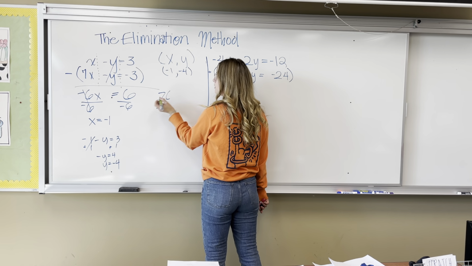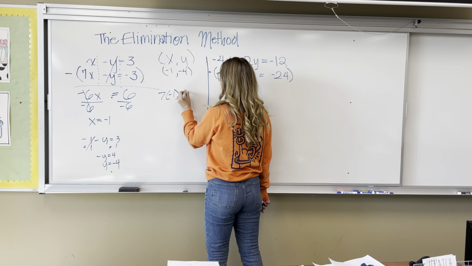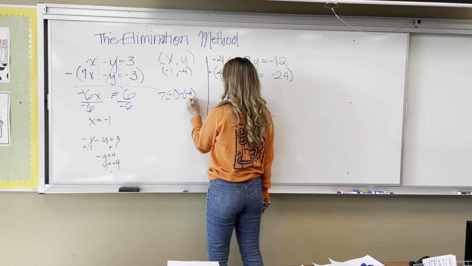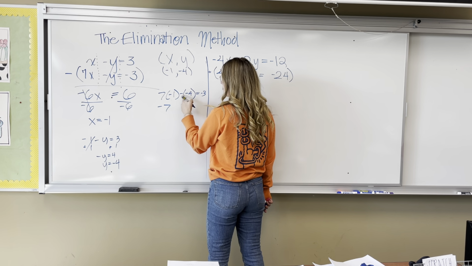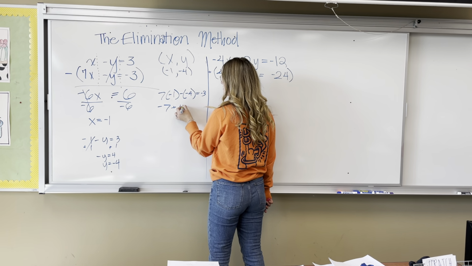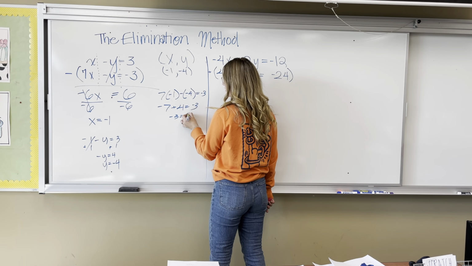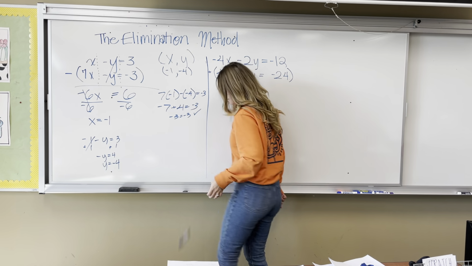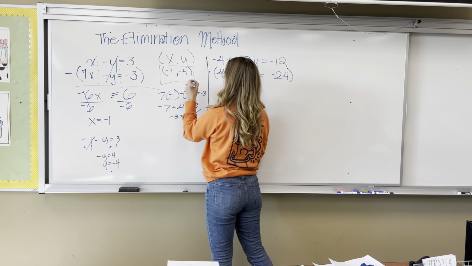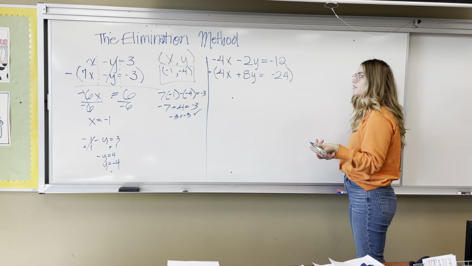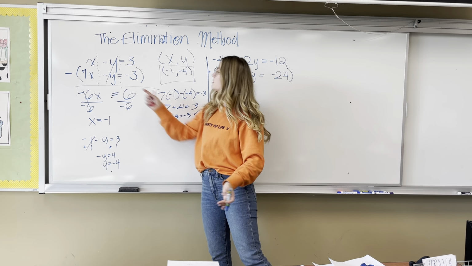So 7 times negative 1 minus parentheses negative 4 equals negative 3. So negative 7 minus a negative becomes plus, and negative 3 equals negative 3. So that is the right coordinate. That's where the lines would cross when graphed. So that was when the variables have the same sign and we subtract.